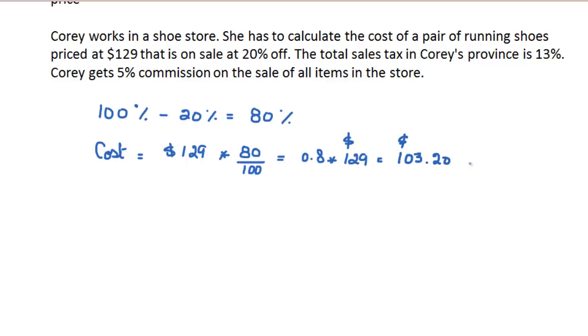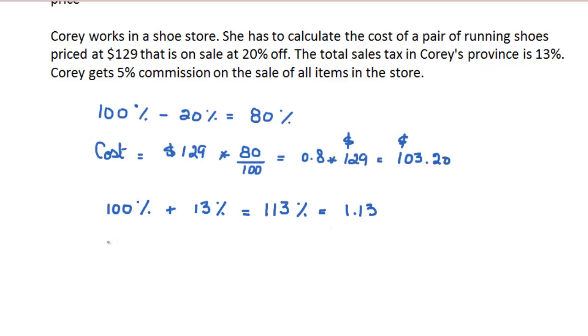Now, the total sales tax in Corey's province is 13%. So the buyer has to pay 13% extra. What is the meaning of 13%? If I am buying this item and I pay 100%, $103.20, there is an addition of 13% tax. That means I have to pay 113%. If I transfer this to a decimal, that means 1.13.